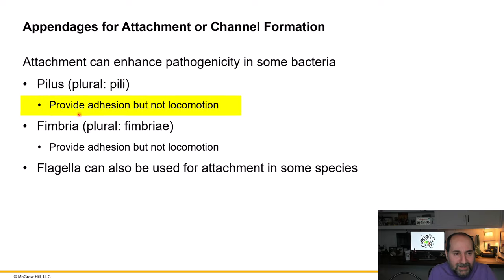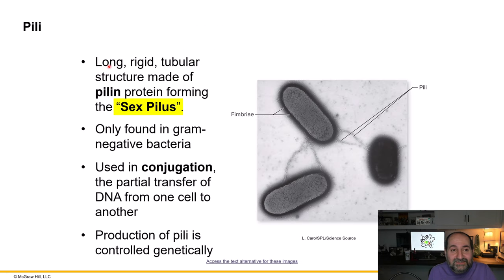Pili provide adhesion, but not locomotion. And the one we're going to talk about again is called the sex pilus. The sex pilus is a long, rigid tubular structure made of pilin protein.